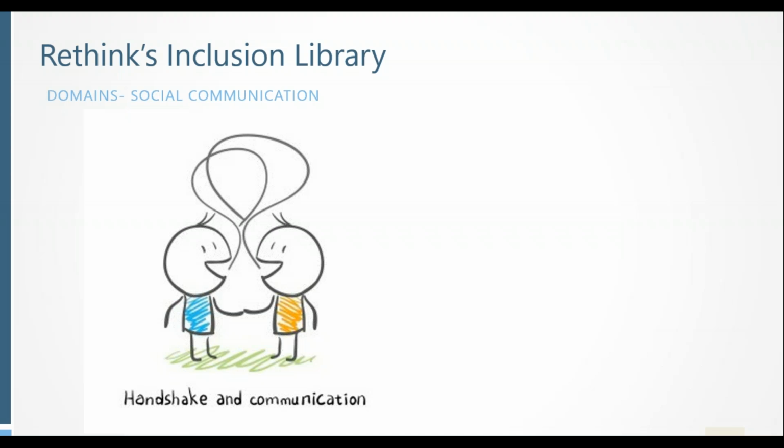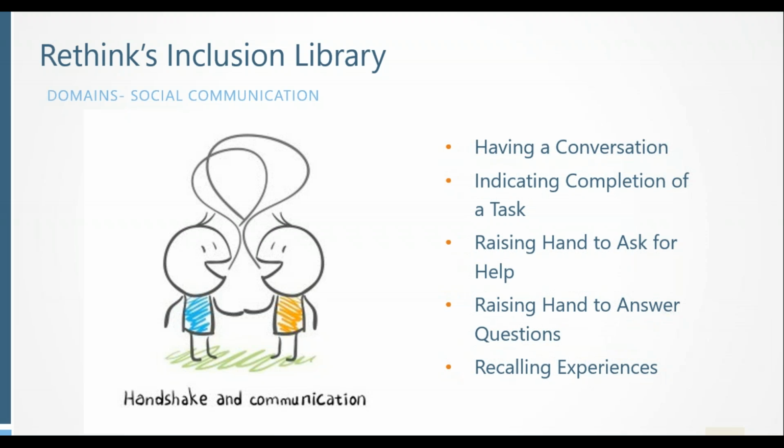Social incompetence can sometimes be more debilitating and detrimental to success in life than learning problems. The students who have the most social difficulty at school are often rejected by their peers, bullied, laughed at, or teased. The many basic social and communication skills can be found in the Abilities Library in Rethink. However, additional skills included here are having a conversation, indicating completion of a task, raising hand to ask for help, raising hand to ask questions, and recalling experiences.